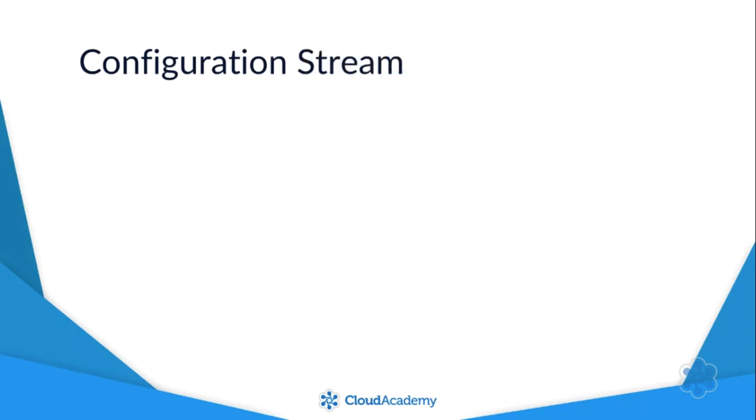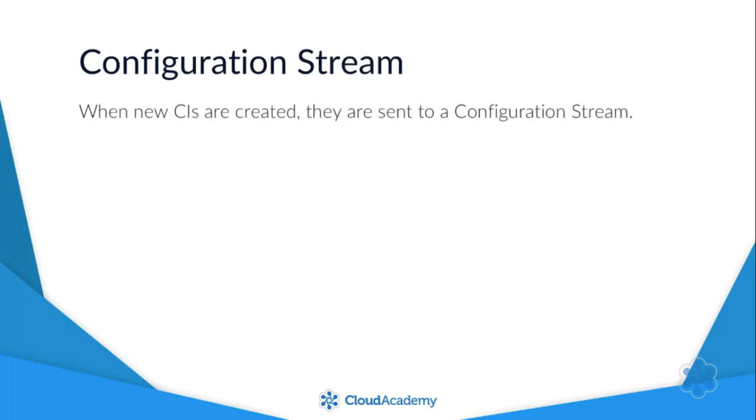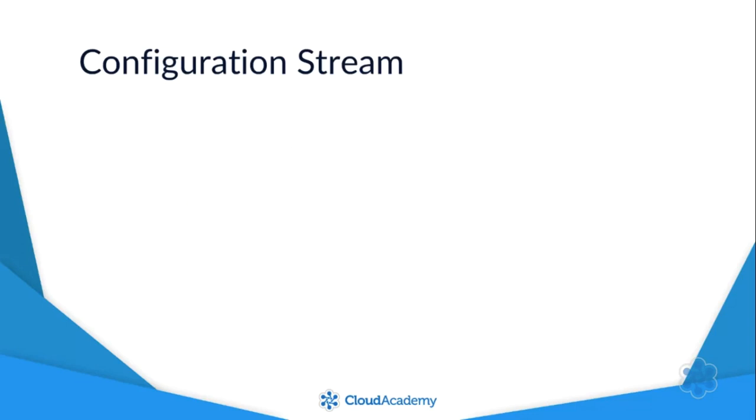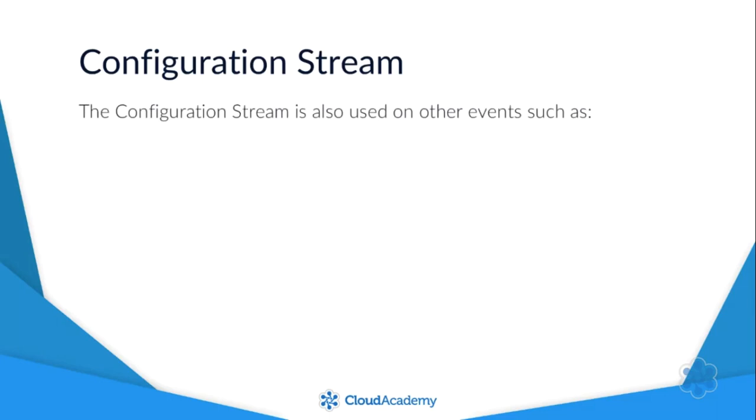Following CIs, let's move on to configuration streams, which was briefly mentioned a few minutes ago when talking about the configuration items. When a create, update or delete API call is made against a supported AWS Config resource, as we now know, a new CI is created, along with additional CIs for any resources that were related to the original modified resource. These CIs are then sent to a configuration stream, and this stream is in the form of an SNS topic.